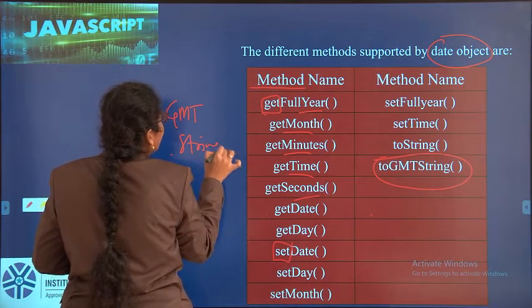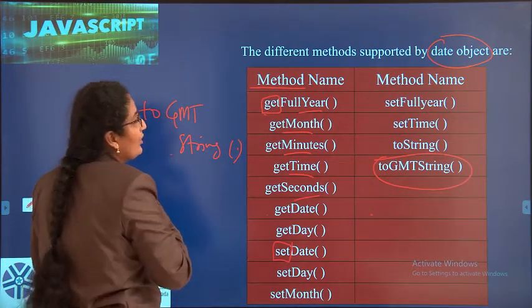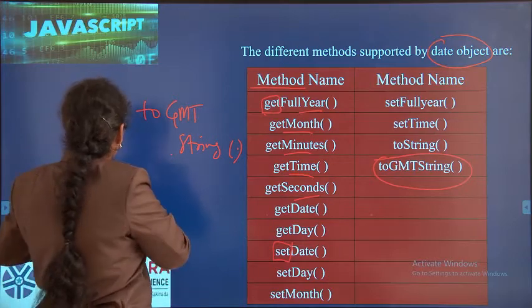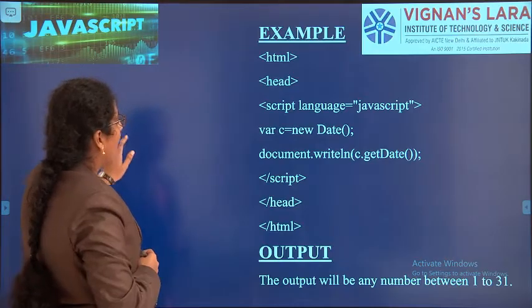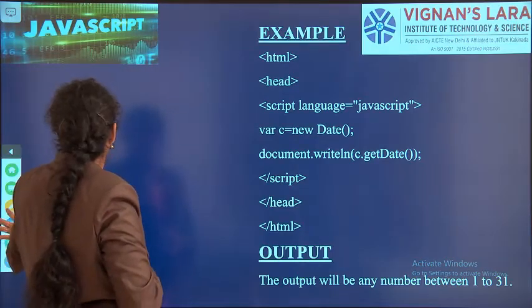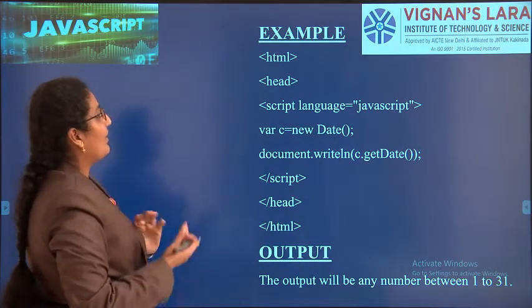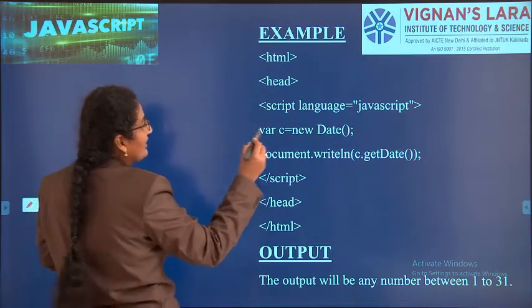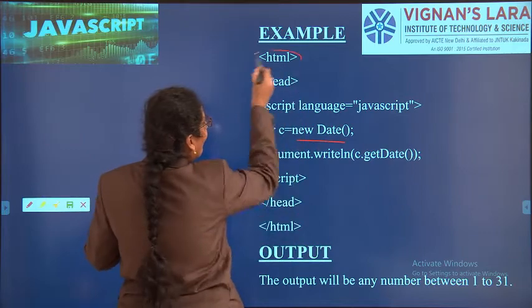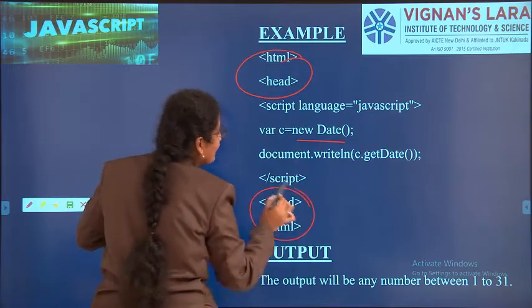GMT string. This is also one of the methods in our date object. We will see these one by one with examples. So let us see, if you write this program, what will be the output? I want to get date. So opening tags, closing tags are the same.